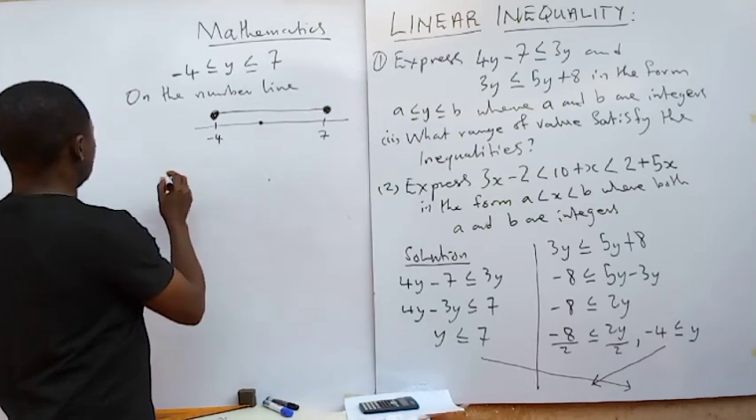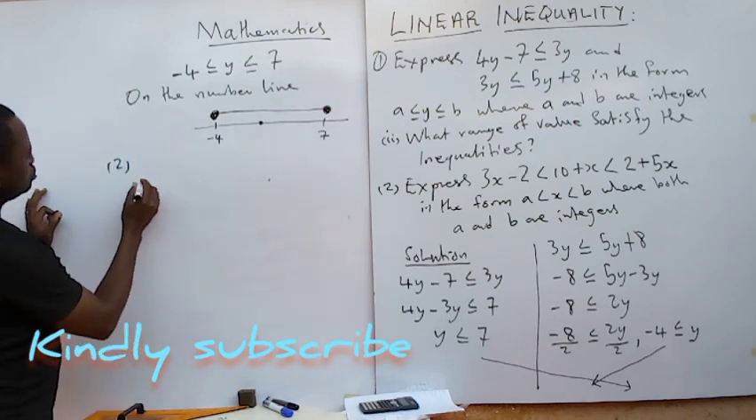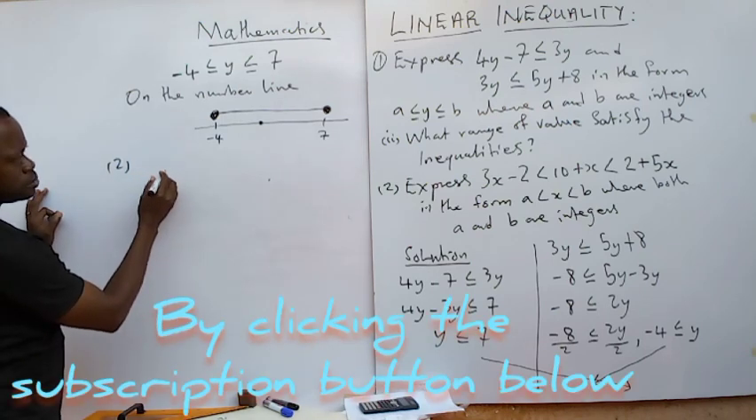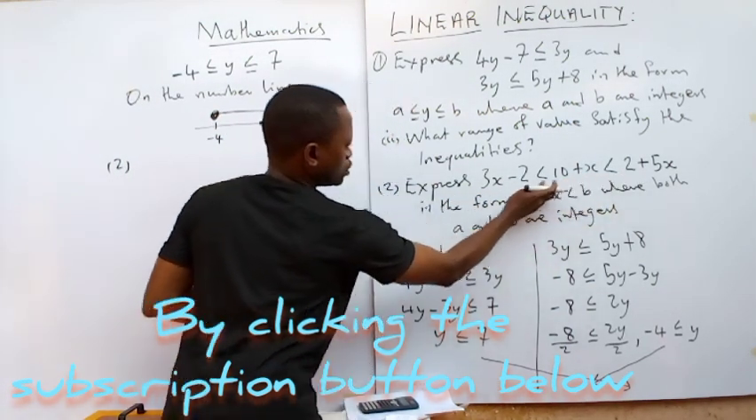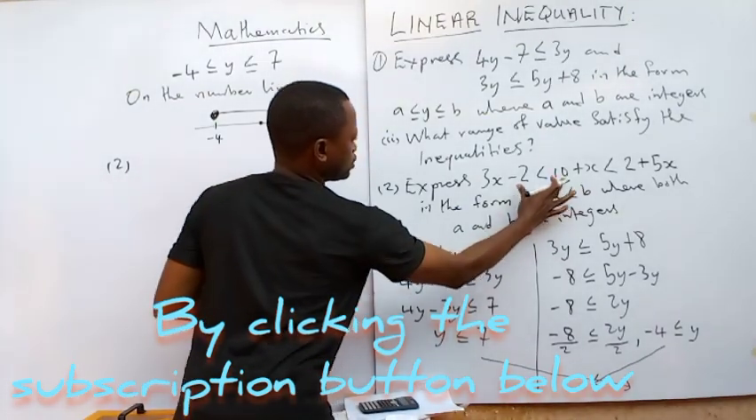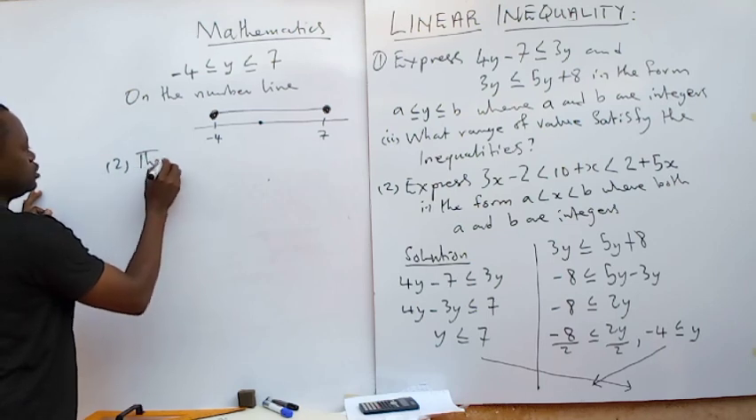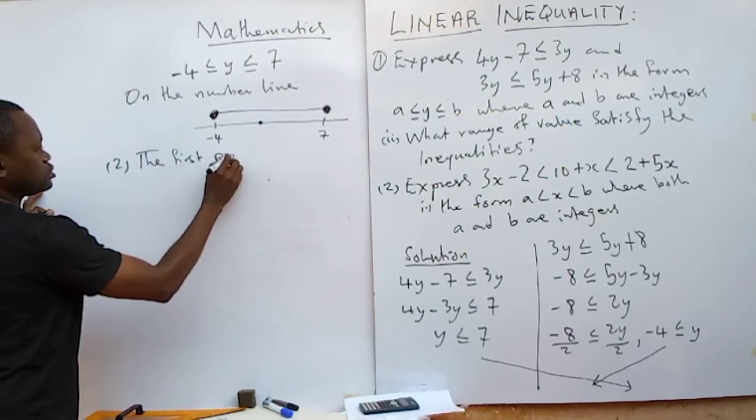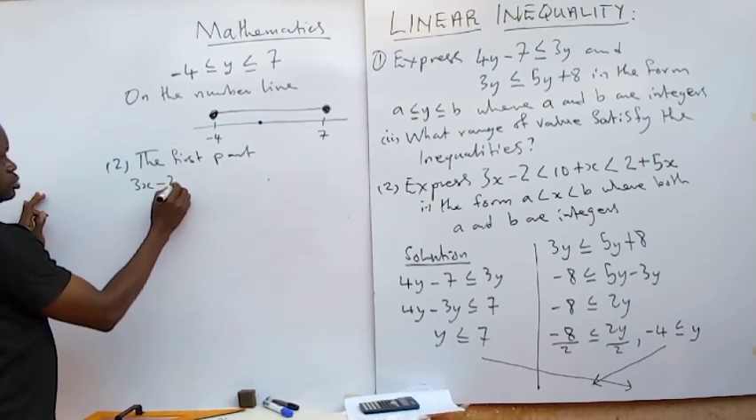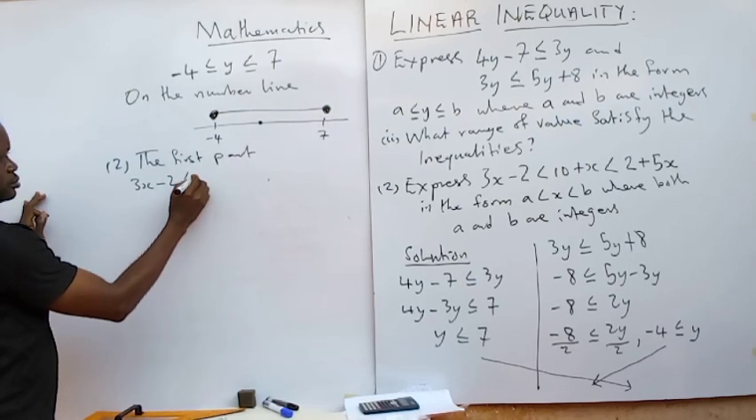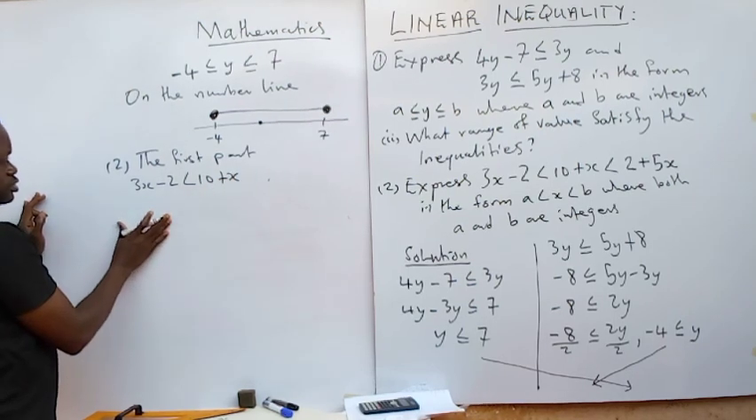Let's look at the second question. The second question says, number two, express. Look at this. If you watch what is going on here, what we are going to do is to take the first part. So the first part is 3x minus 2 less than 10 plus x. Okay, so I will simplify this and keep the result.